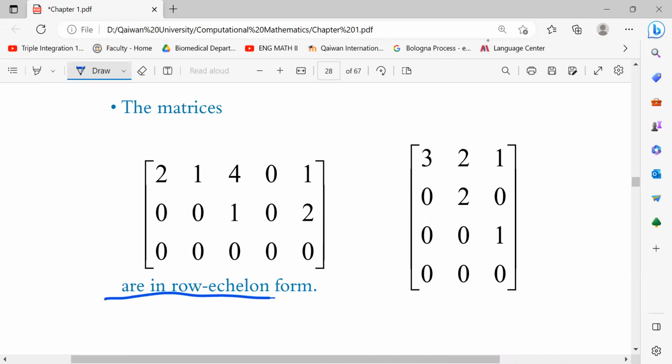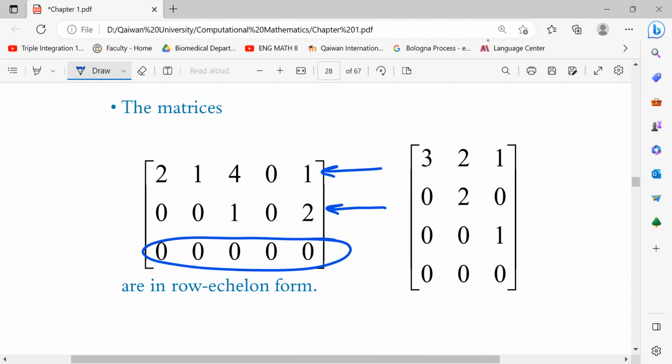For the row echelon form, look, these two matrices satisfy the conditions of row echelon form. The first condition says that a row with all entries 0 must be at the bottom. As you see, we have no 0 row here or here. We just have this one, and it is at the bottom. It satisfies the first one.